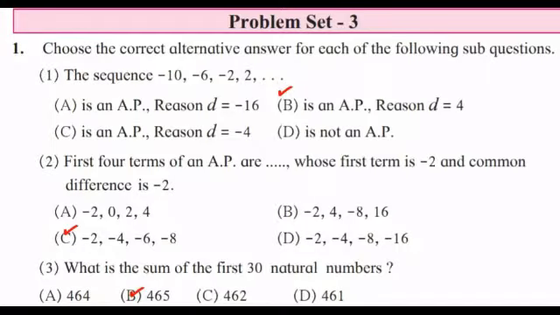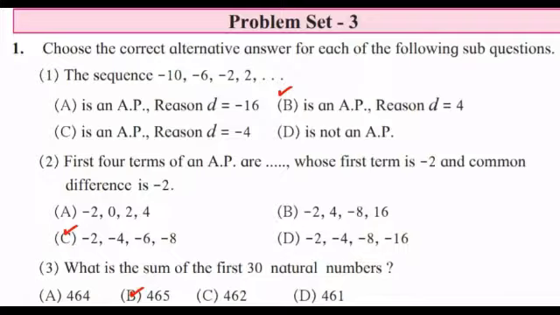In mathematics first means algebra, the third chapter is arithmetic progression. Now problem set 3, question 1 MCQ. The sequence -10, -6, -2 and 2 is, answer is B. Then second, first four terms of an AP are, answer is C, -2, -4, -6, -8.